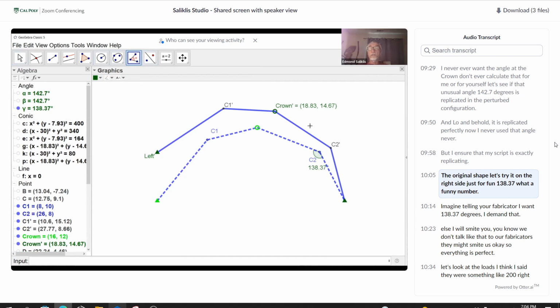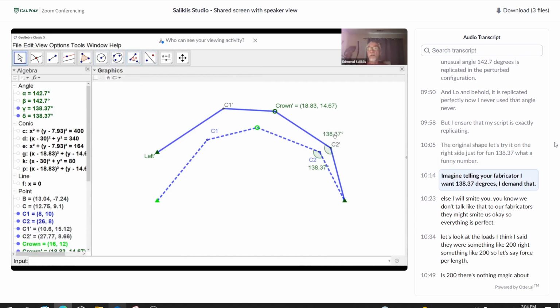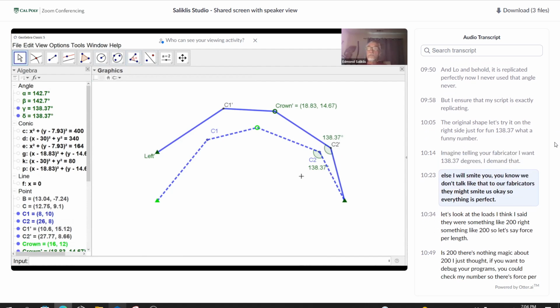138.37. What a funny number. Imagine telling your fabricator, I want 138.37 degrees. I demand that. Else I will smite you. Yeah, you know, we don't talk like that to our fabricators. They might smite us.